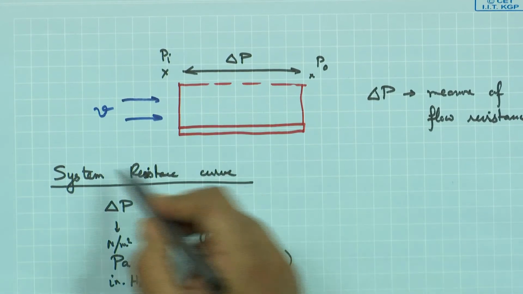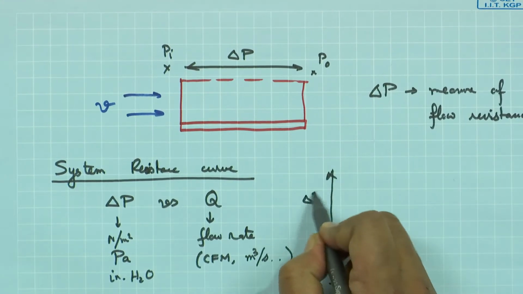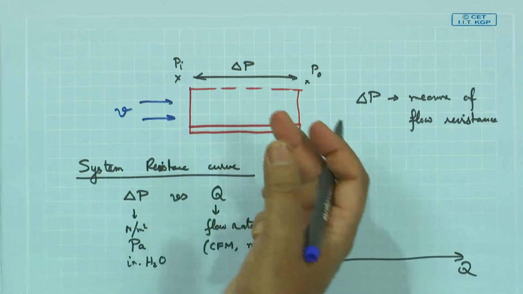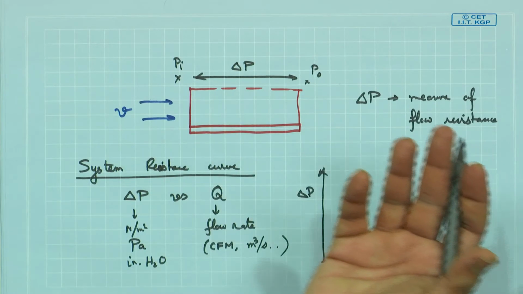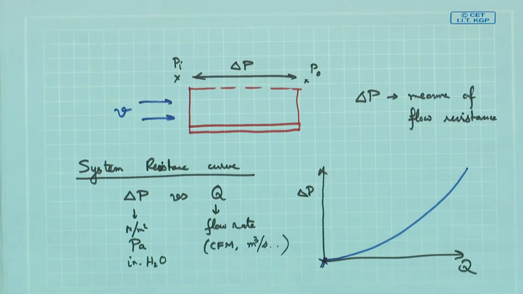So, if I take a heat sink, I can plot a delta P versus Q curve, which is typically a system resistance curve. Well, when there is no velocity, there is no pressure drop, there is no flow. So, this pressure is going to be equal to this pressure. So, it definitely starts from 0, and then this is typically how it looks like. Clear? So, this is my system resistance curve.